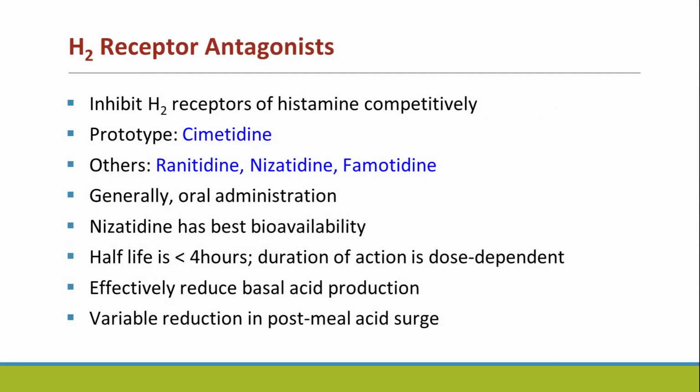Histamine strongly stimulates parietal cells. Blocking H2 receptors reduces basal acid secretion. These drugs were revolutionary historically because they targeted a specific receptor for the first time for the treatment of peptic ulcers. They reduce nocturnal acid effectively but are less effective after meals. Hence they are useful in mild to moderate disease but not severe erosive conditions.